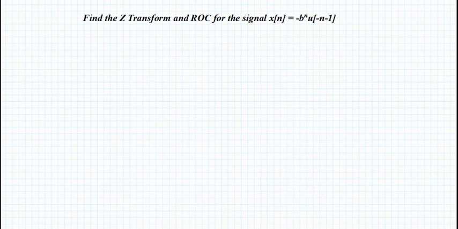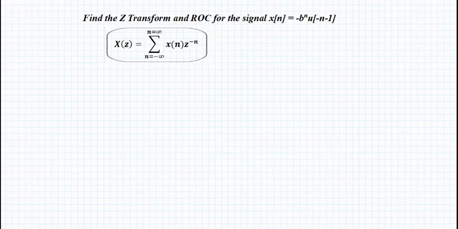Now we will discuss another question. Find the Z transform and ROC of the signal x of n equal to minus b raised to n into u of minus n minus 1. And in order to calculate the Z transform, we need to use the general formula, which is X of z equal to the sum from n equal to minus infinity to infinity of x of n z raised to minus n. In place of x of n, we need to substitute this. So there is a signal given by u of minus n minus 1, so we need to check what u of minus n minus 1 is.